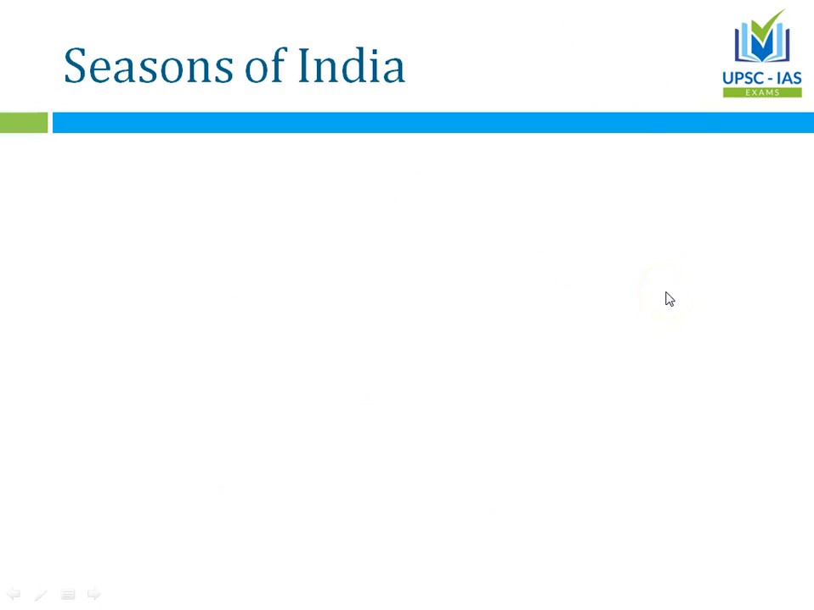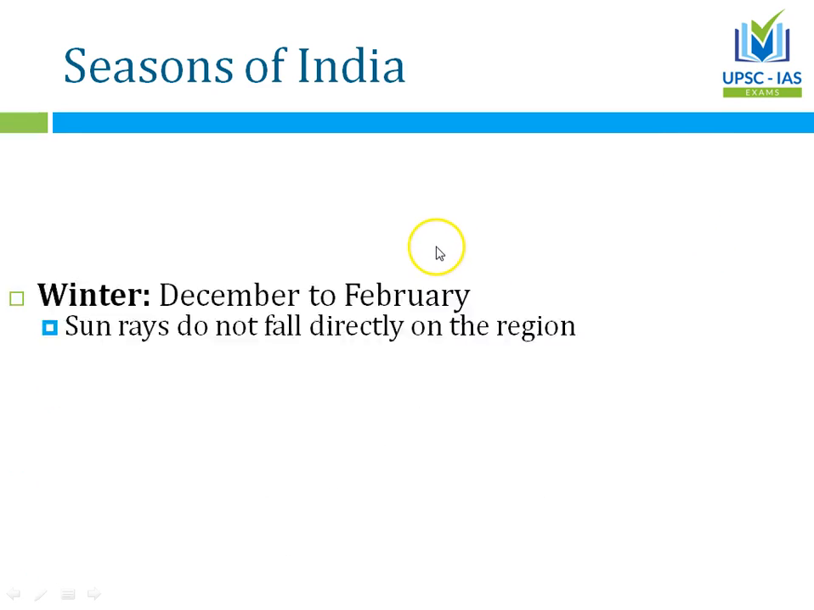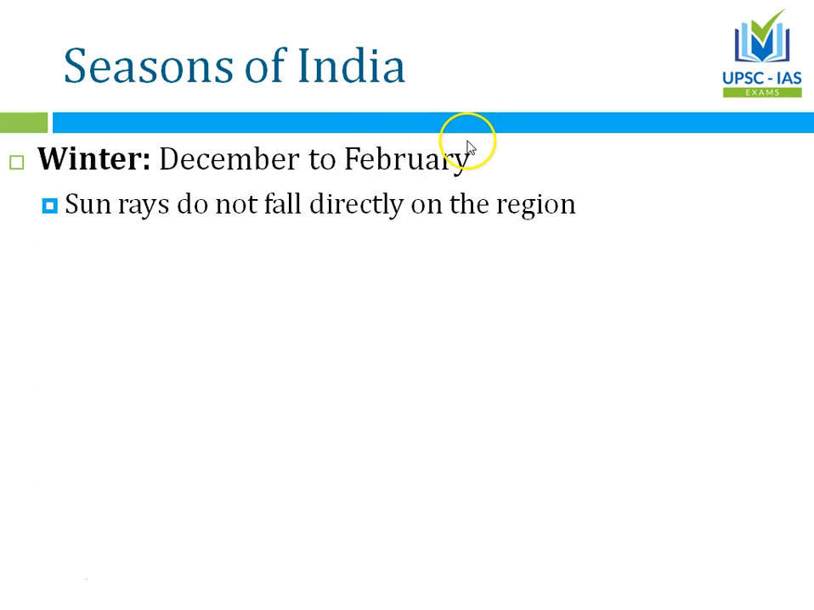Right now I will move ahead with all those students who have watched all the videos of geography, because all videos are in continuity. So the winter season: broadly speaking, all the seasons which we are going to discuss here are based on months. We know that we have slight variations, but if we go by the books, then winter is from December to February in our country. What happens is, sun rays do not fall directly on this region, and that is the reason we have winter.